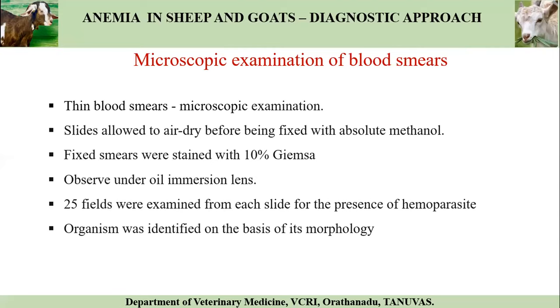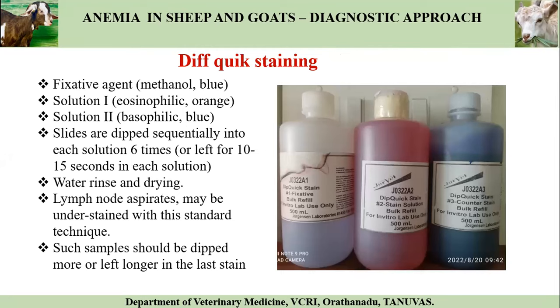For microscopic examination, we have to prepare a thin blood smear and allow the slides to air dry before fixing with absolute methanol. Then stain it with 10% Giemsa and observe under the oil immersion objective. Usually 25 fields should be examined from each slide for the presence of hemoparasites. Then organisms are identified on the basis of morphology. It's a basic stain, Giemsa.